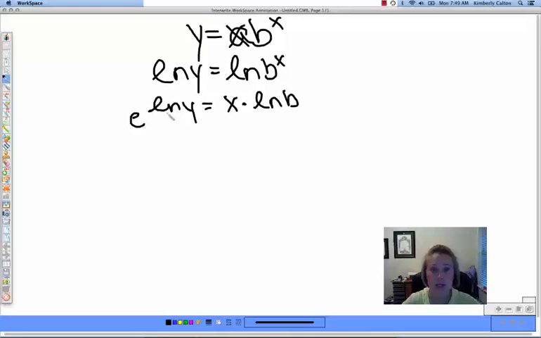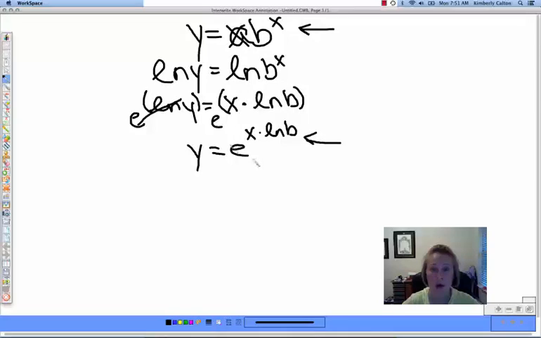So to get rid of the natural log, we're going to take the inverse of each, and remember what we had is now a power. So anytime e and natural log are next to each other, they cancel out, and now we have y equals e raised to the x times the natural log of b power. So now we can see that we had an original equation of y equals b to the x, and now we've transformed this into y equals e raised to the x times the natural log of b power.